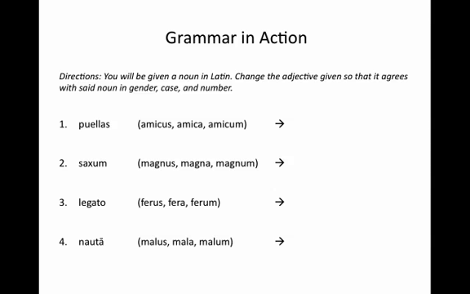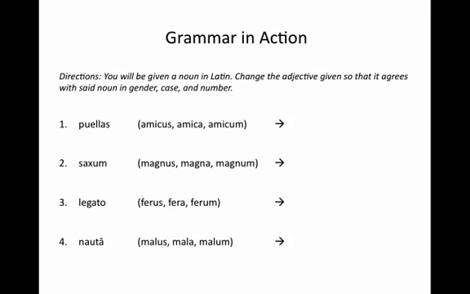So the best way to learn these is to practice, and here we have 4 examples. What I'd like you to do, on the very left, next to these numbers, you have 4 Latin nouns. Next to them, in parentheses, are the 3 parts of a Latin adjective. What you need to do is ask yourself the 3 questions. What gender, case, and number is this noun? And then put the proper adjective with it. I'm going to give you a couple minutes to work on these. It would be a good idea to pause this so you have time to work at your own pace.